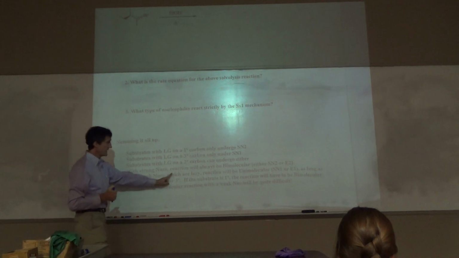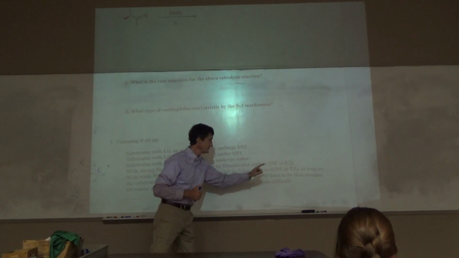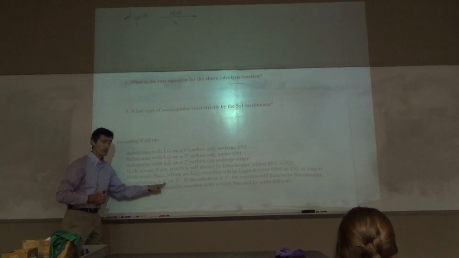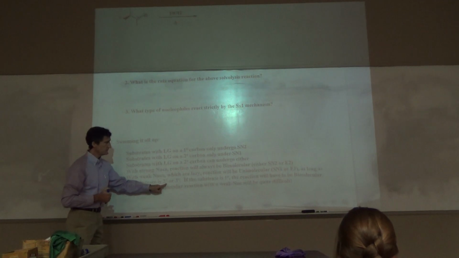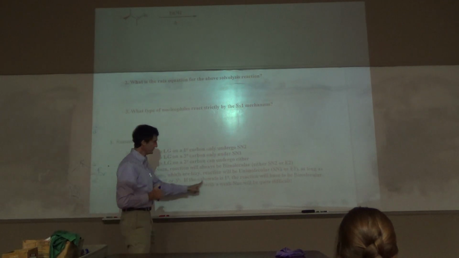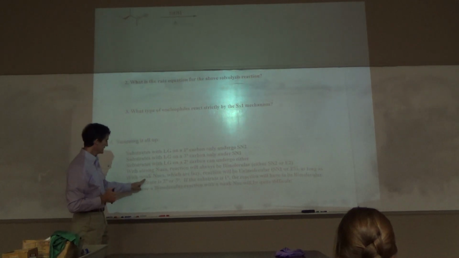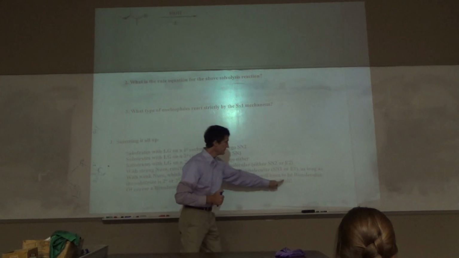Weak nucleophiles are lazy. Reaction will be unimolecular, SN1 or E1 when we get there, as long as the substrate is secondary or tertiary, right? Because you wouldn't be doing SN1 on primary. So that makes sense. If the substrate is primary, with weak nucleophiles, the reaction will have to be bimolecular.